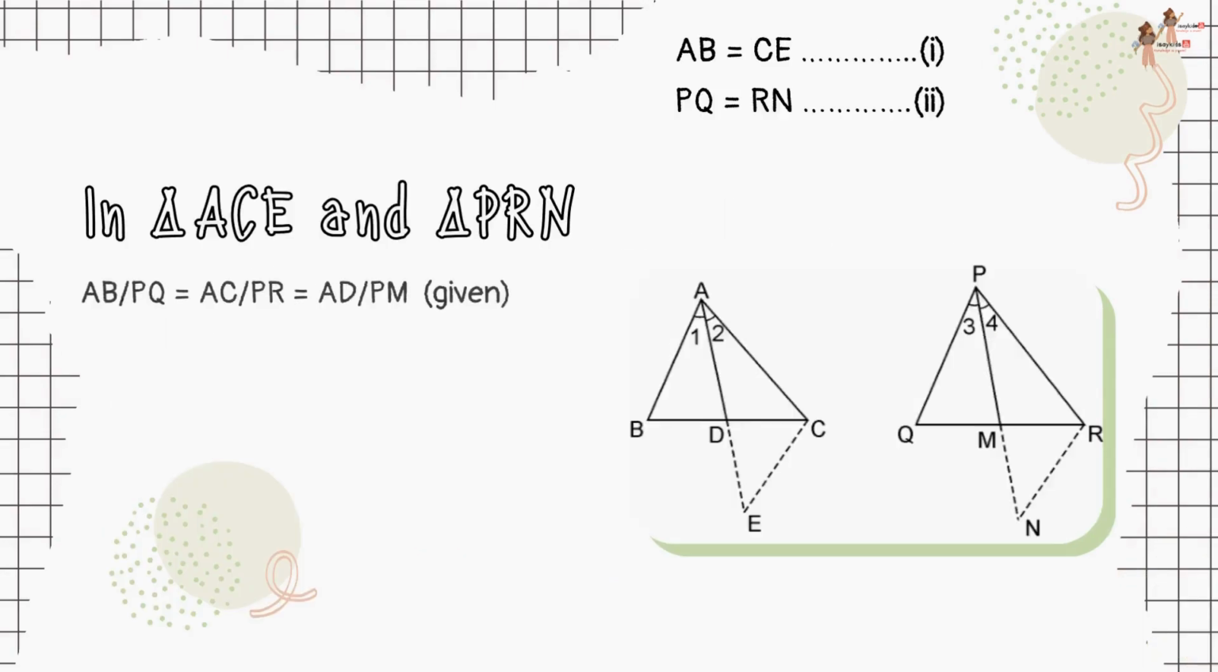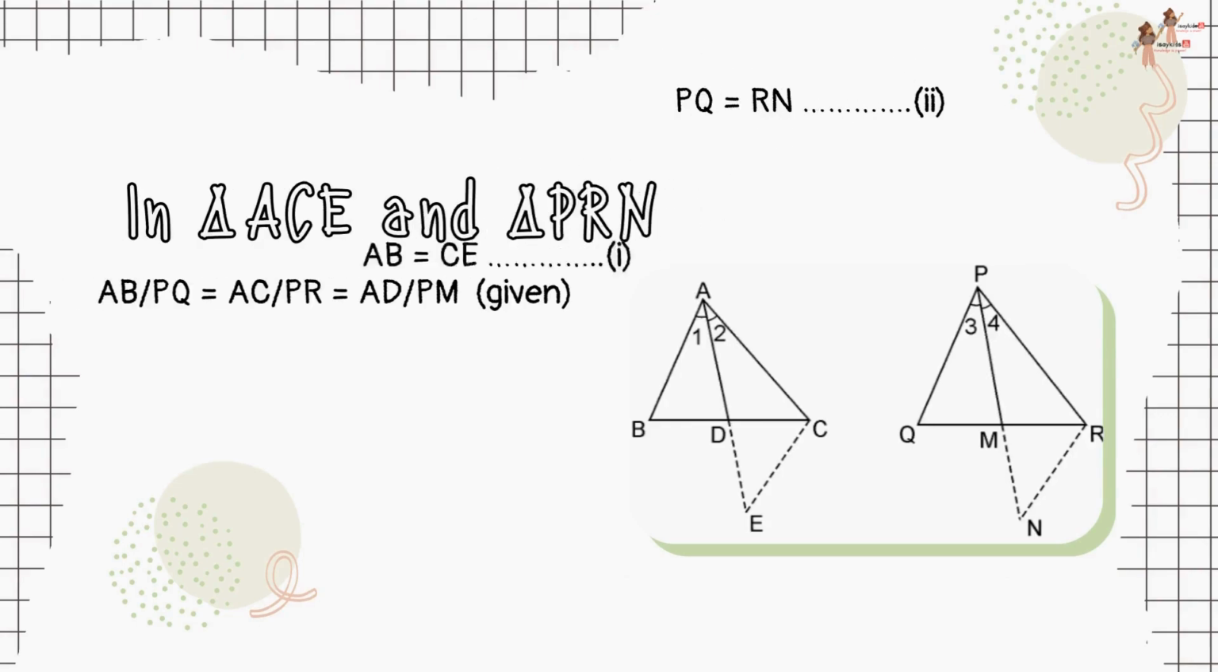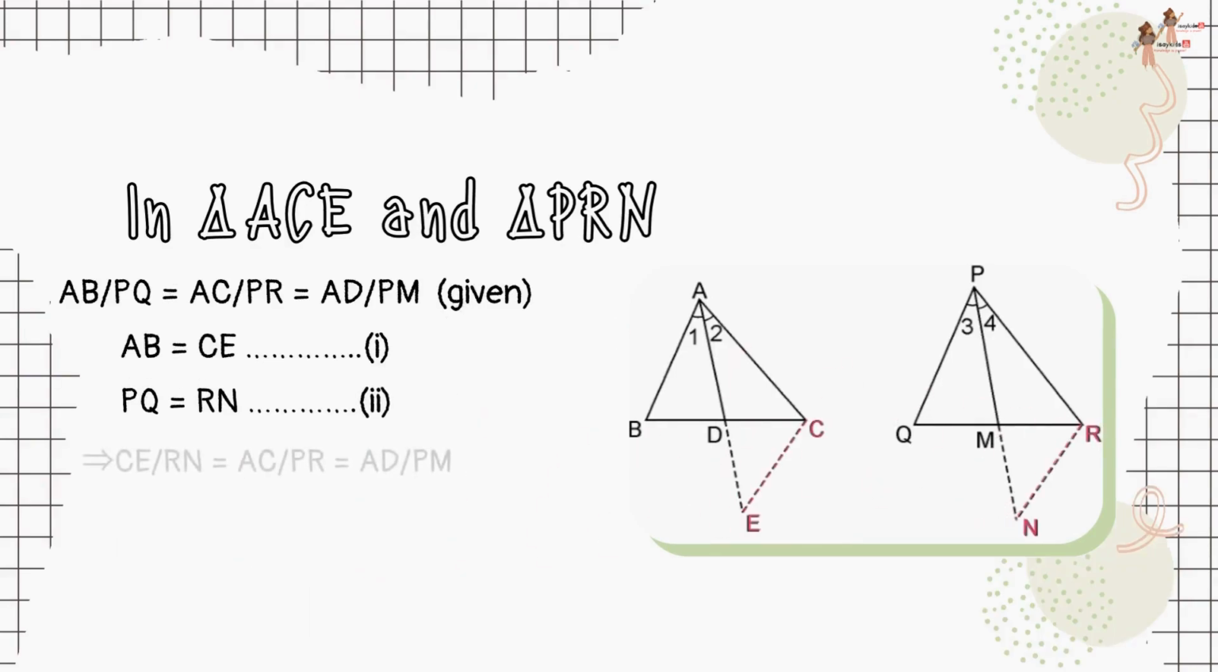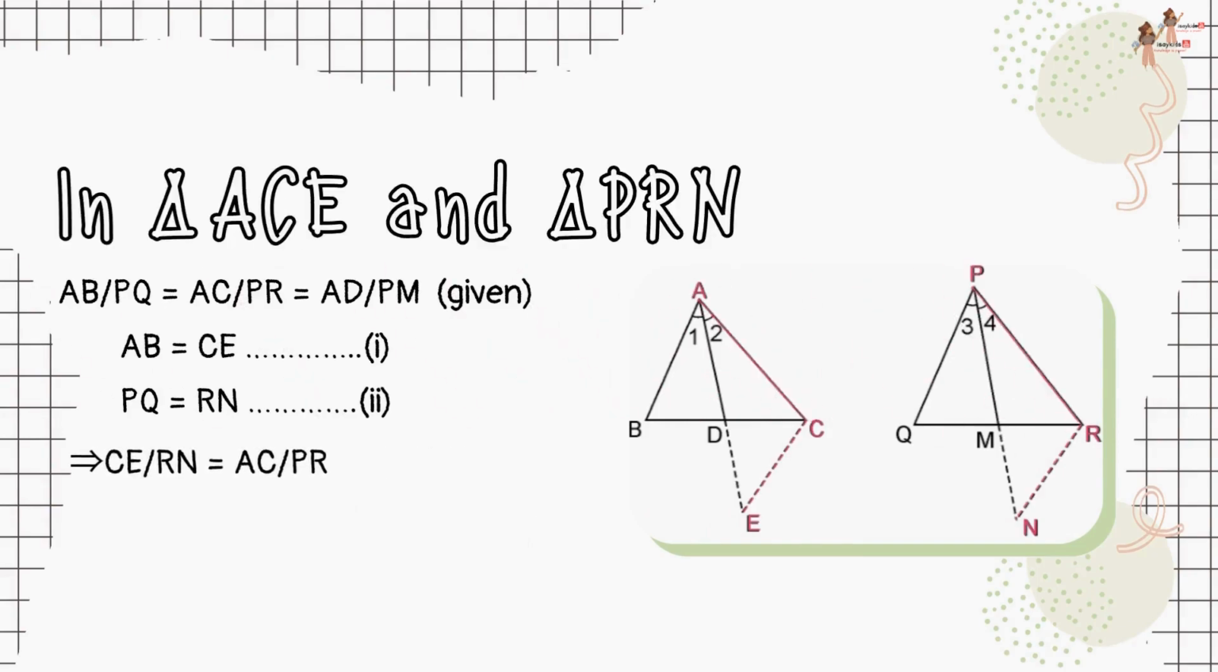Now, we are given that AB upon PQ is equal to AC upon PR, which is also equal to AD upon PM, right? So, from equation 1 we have AB equal to CE, and from equation 2 we have PQ equal to RN. So, substituting AB with CE and PQ with RN, we get CE upon RN is equal to AC upon PR, which is also equal to AD upon PM.